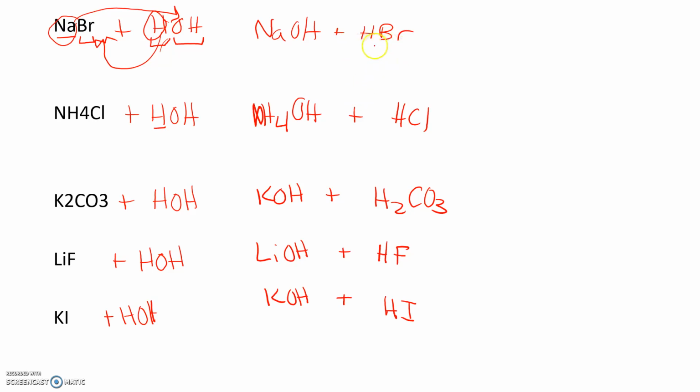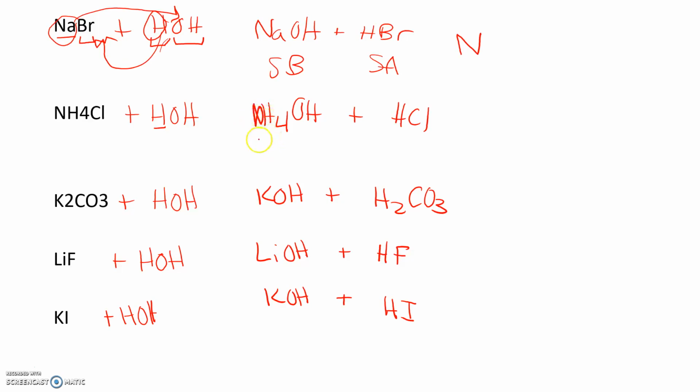So for the first one, I have sodium hydroxide and hydrobromic acid. So hydrobromic acid is a strong acid, and sodium hydroxide is a strong base. And when I mix a strong acid and a strong base, the resulting solution is going to be neutral. So sodium bromide is considered a neutral salt.